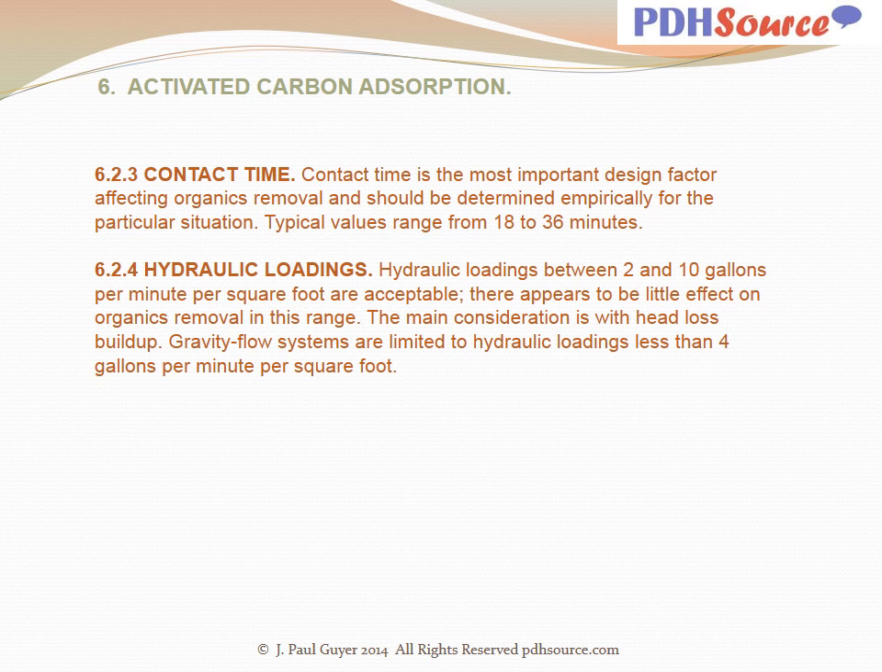Contact time is the most important design factor affecting organics removal and should be determined empirically for the particular situation. Typical values range from 18 to 36 minutes. Hydraulic loadings between 2 and 10 gallons per minute per square foot are acceptable. There appears to be little effect on organics removal in this range. The main consideration is with head loss buildup. Gravity flow systems are limited to hydraulic loadings less than 4 gallons per minute per square foot.